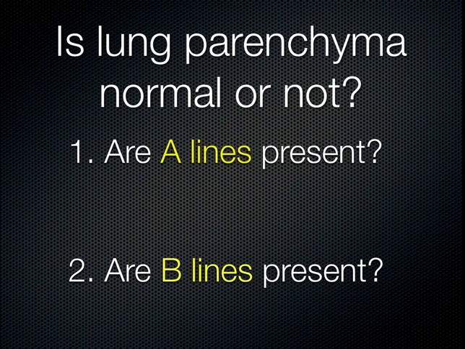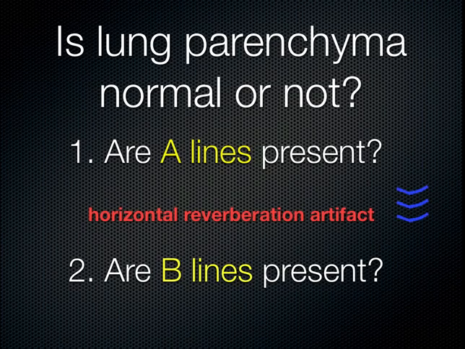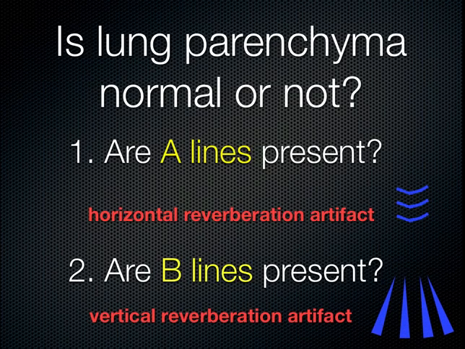So going back to the 2 fundamental questions, is the lung parenchyma normal or not? And the underlying questions that you're essentially asking are: are A lines present and are B lines present? It is the evaluation of these artifacts that are created by the interfaces with different acoustical impedances that gives you clues to what the underlying lung pathology may be. A lines, again, as a reminder, are horizontal reverberation artifact. B lines are vertical reverberation artifact.